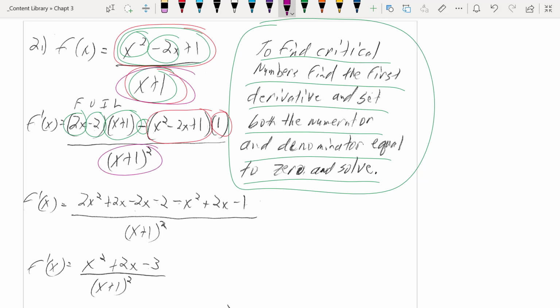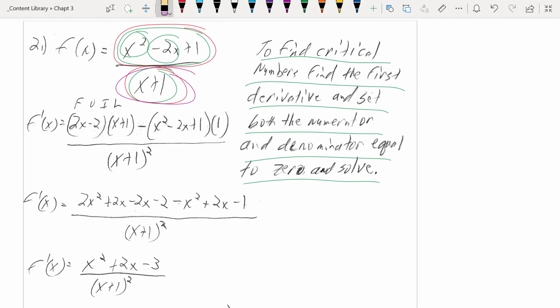Okay, now I'm going to FOIL this out. Just doing my algebra to simplify this down. And then I'm going to go ahead and set it equal to 0 and solve it. So here's my algebra right here. So notice I've got 2x times x is going to give me 2x squared. Outside is positive 2x. Inside is going to be minus 2x. And then last is going to be minus 2. So when I multiply those together using FOIL, I get 2x squared plus 2x minus 2. And then I got to distribute this negative sign on through.